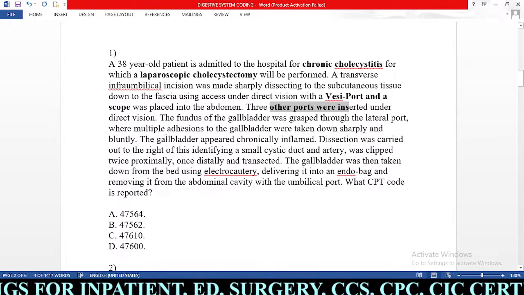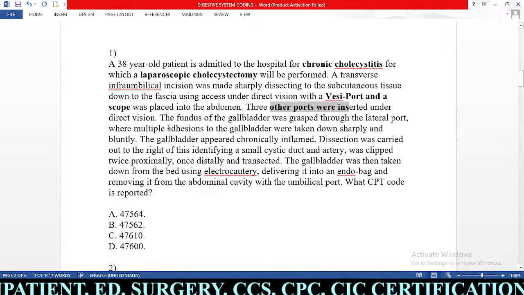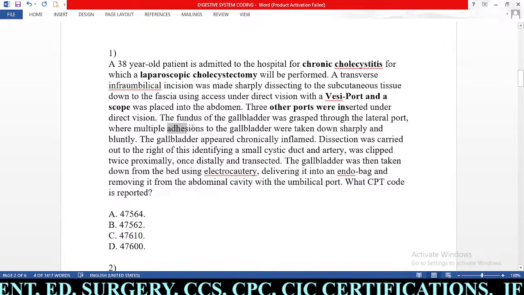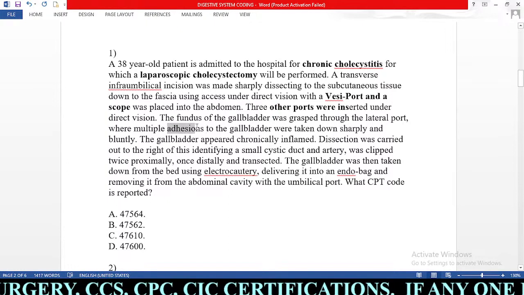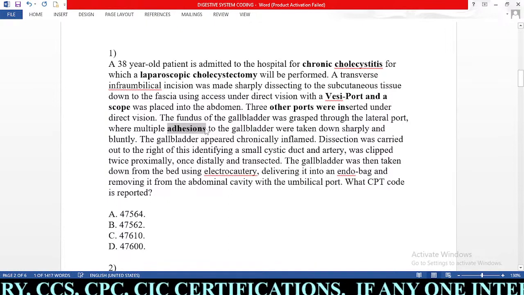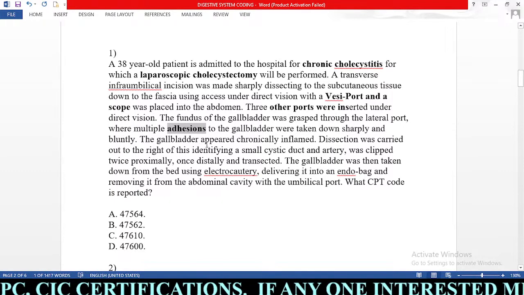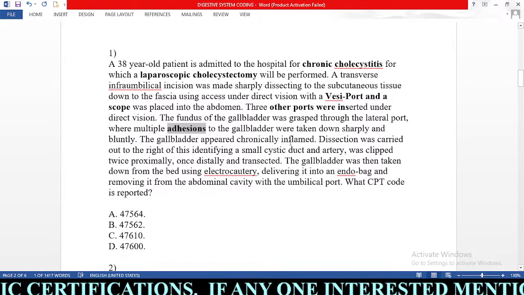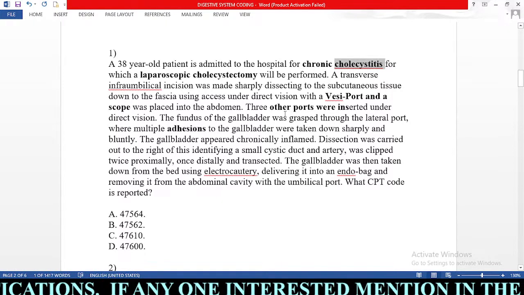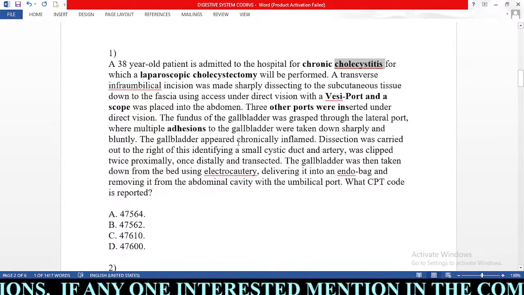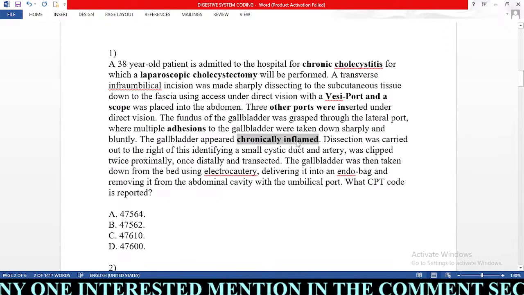In CPT, whenever you find lysis of adhesions, you do not need to code a separate code for lysis of adhesions, taken down sharply and bluntly. The gallbladder appeared chronically inflamed. Already they have mentioned cholecystitis here, and here also they are mentioning it is chronically inflamed. So it is basically inflammation of the gallbladder.